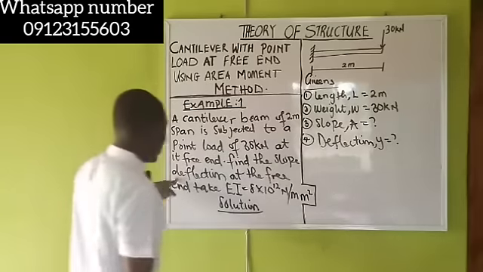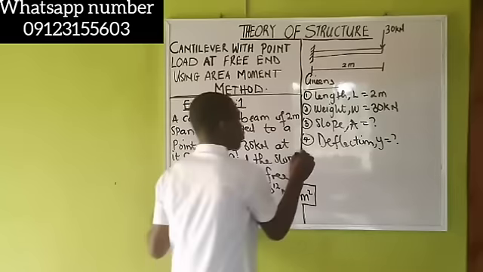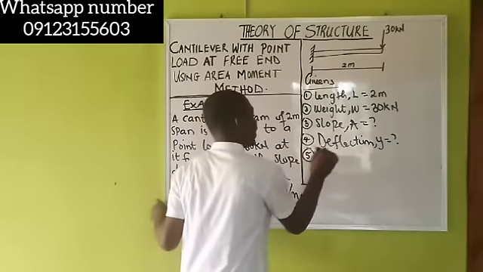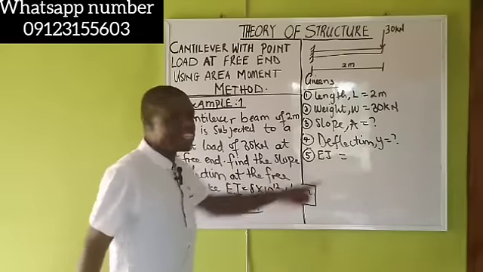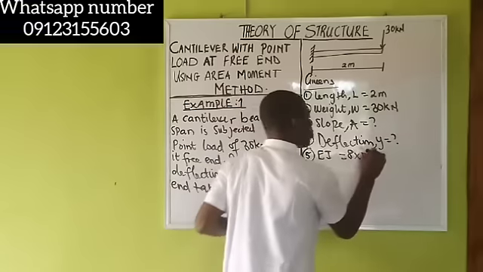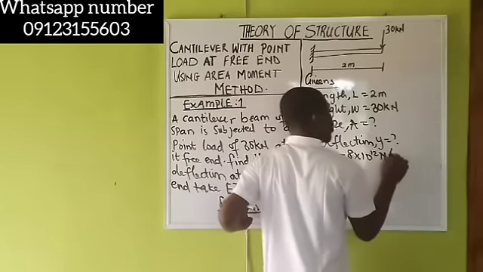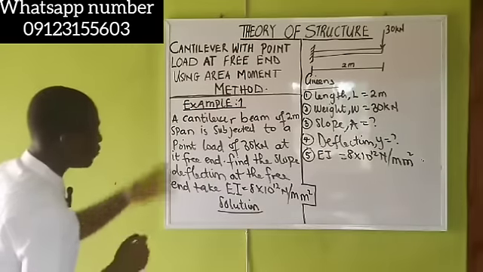Alright. At the free end, take EI, your modulus and moment of inertia, to be 8 times 10 to the power 12 Newton per millimeter squared. Here are all my givens.